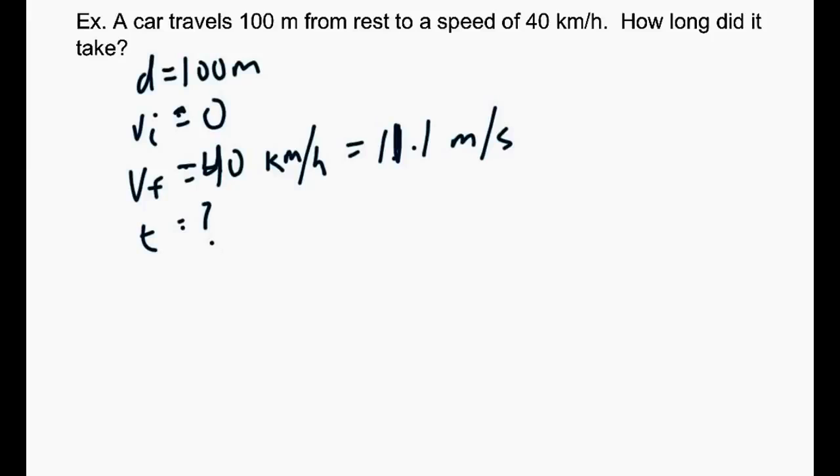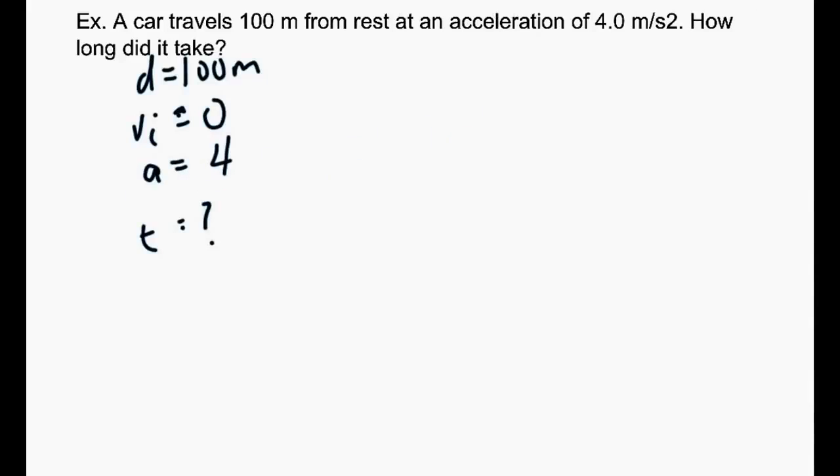okay, I'm going to stop and I'm going to fix it, so hold on. Okay, so I just switched this question, so instead of having a VF, I changed it to an acceleration of 4. We're still looking for the time. So we have distance, initial velocity of 0, acceleration of 4. What is our time? So if we go back to the formula page, the formula that doesn't have final velocity is VIT plus 1/2 AT squared. So that'll be the one we pick.